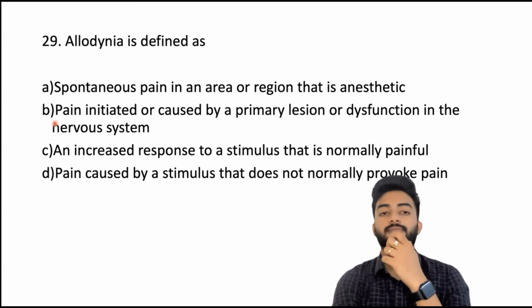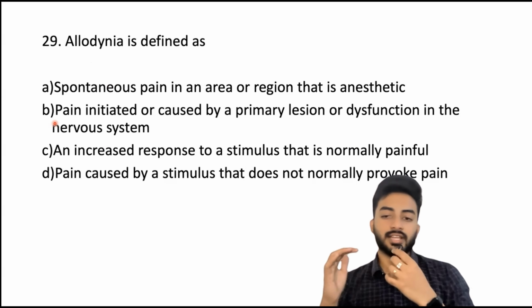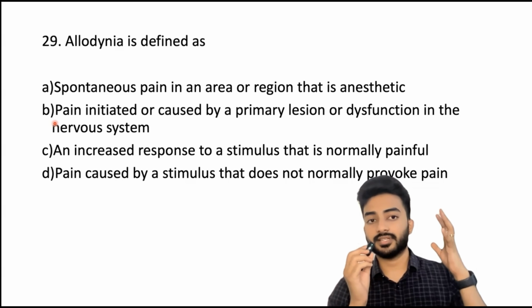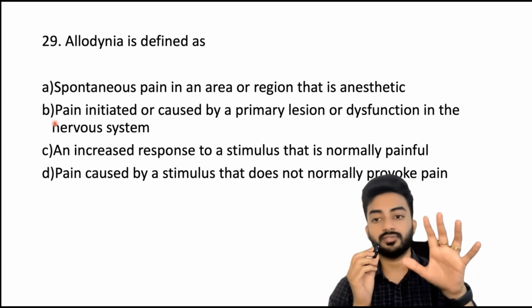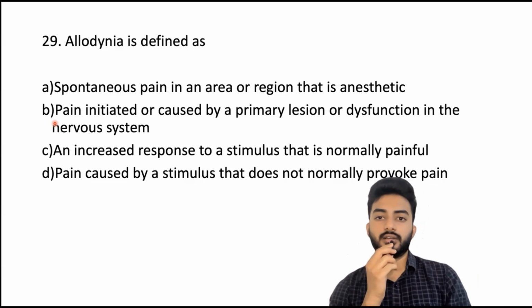Next question, 29. These definitions, the International Association for the Study of Pain, IASP, has given many definitions, and these definitions are very important. In my NEET SS exam, when I applied in 2024, this question was asked: allodynia is defined as. After knowing the answer, you can easily tell this is the answer. But in that exam stress, you will be confused and all the options will look similar to you. Let us read the options. Option A, spontaneous pain in an area or region that is anesthetic.